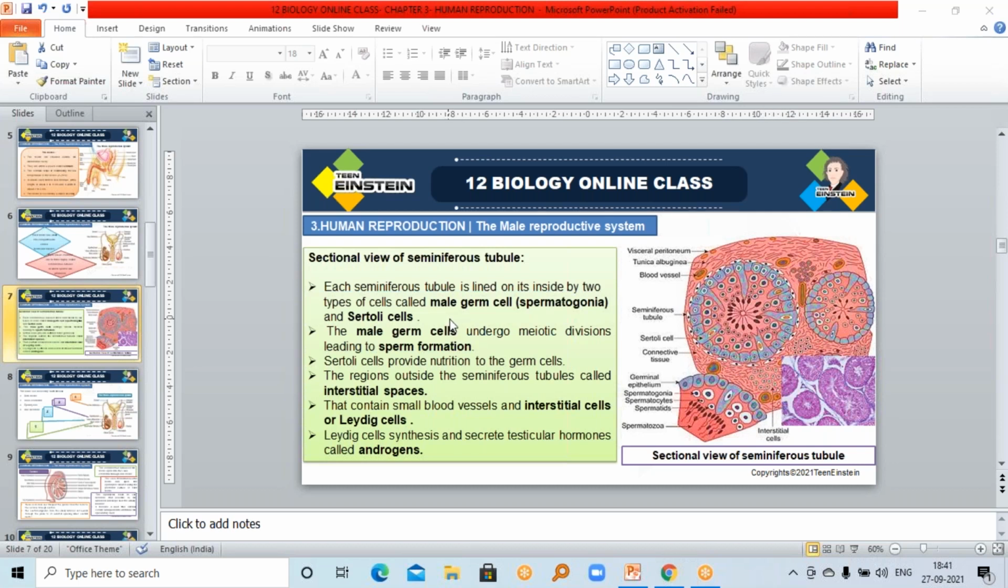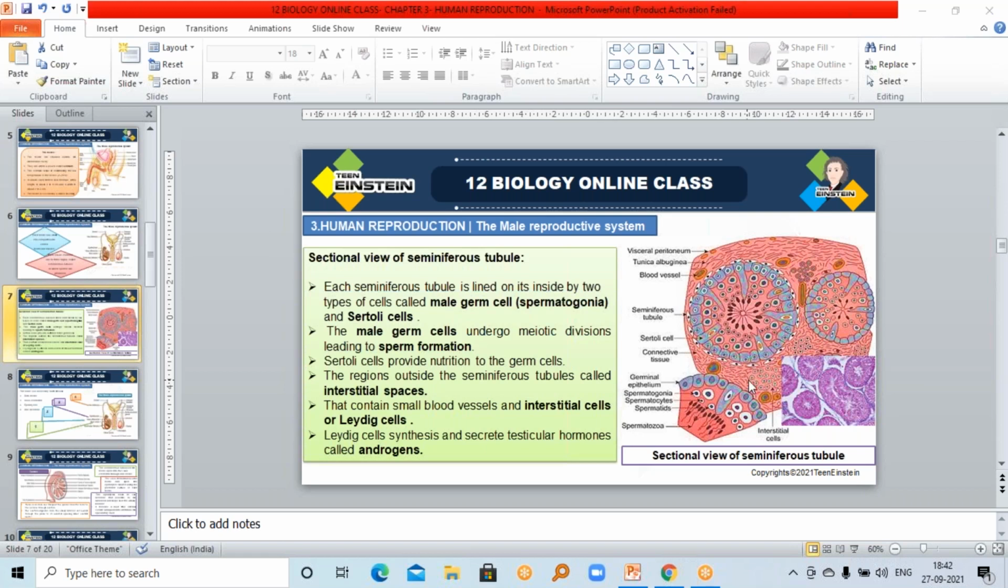Okay. So each seminiferous tubule is lined on its inside by two types of cells: male germ cells, otherwise called spermatogonia, and Sertoli cells. The male germ cells will undergo meiotic division and lead to the formation of sperms. Correct? And Sertoli cells provide nutrition to the germ cells. Here you can see the enlarged cells. These are Sertoli cells.